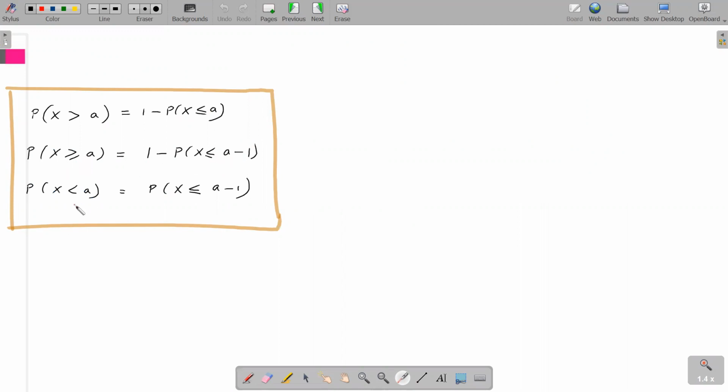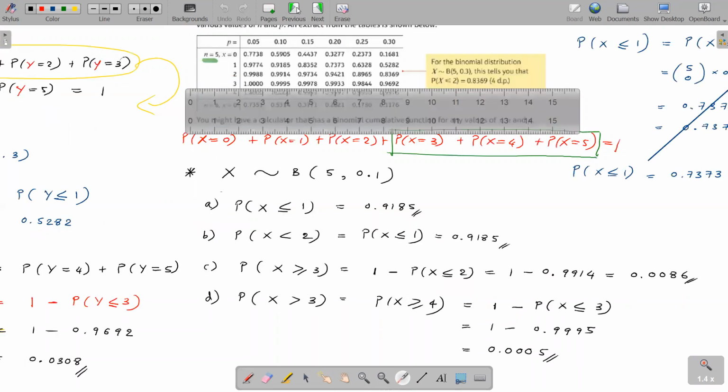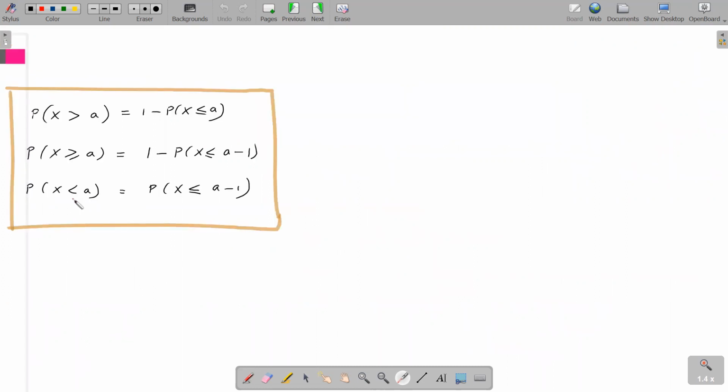Guys, do you agree? And the next one, the probability x is less than a. How do you find the probability x is less than a? So less than a, guys, look at this. The probability x is less than 2. How did you find the probability x is less than 2? It's equal to the probability x is less than or equal to 1, right? So 1 lesser than this particular value. Can you see? So then how does the rule work? X less than a means we don't include a. So then you need to get the probability x is less than or equal a minus 1.